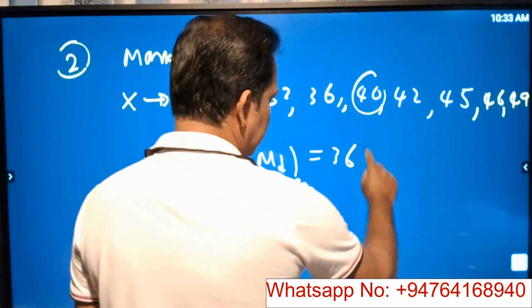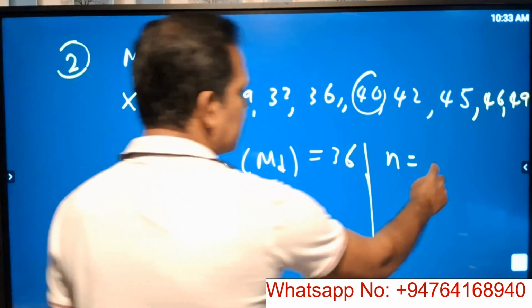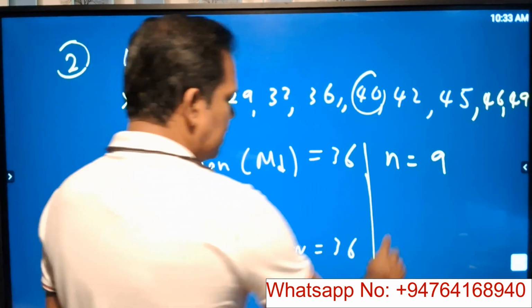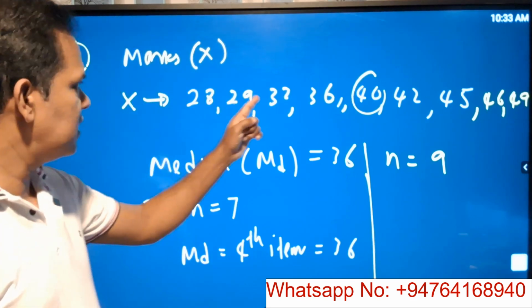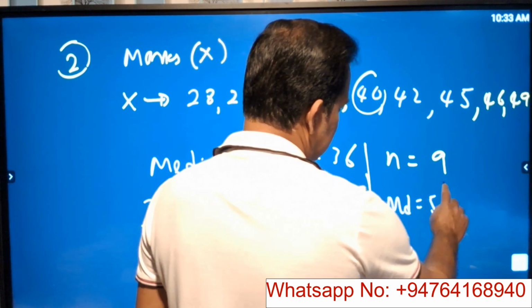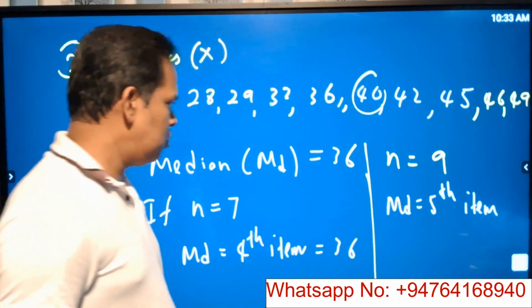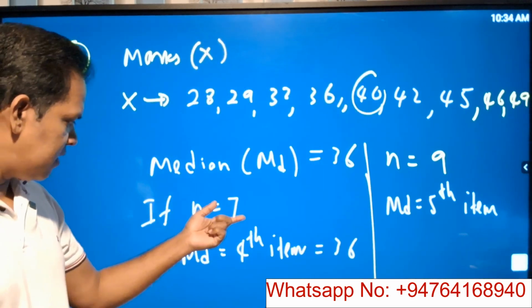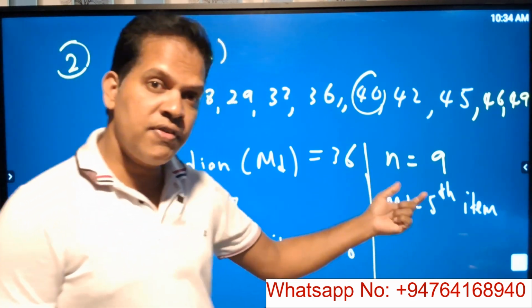Then we can see now, n is what? Total number of students of this class is 9. n is 9. Then median is 40. 40 is which item? First one, second one, third one, fourth one, fifth one. So median is which item? Fifth item. Look at this. If n is 7, median is the fourth item. If n is 9, median is the fifth item.